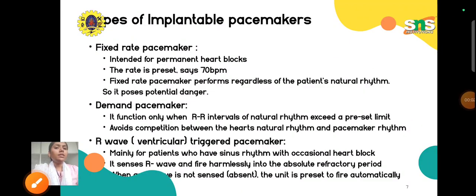Hi all. In this class, we will discuss the different types of implantable pacemakers that exist. Starting with the first type, that is the fixed rate pacemaker. In this fixed rate pacemaker, it's the same working function that we discussed in the external pacemaker.